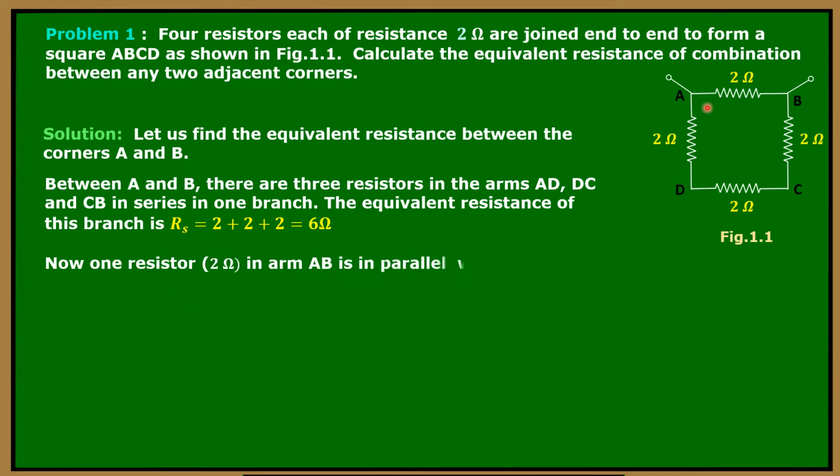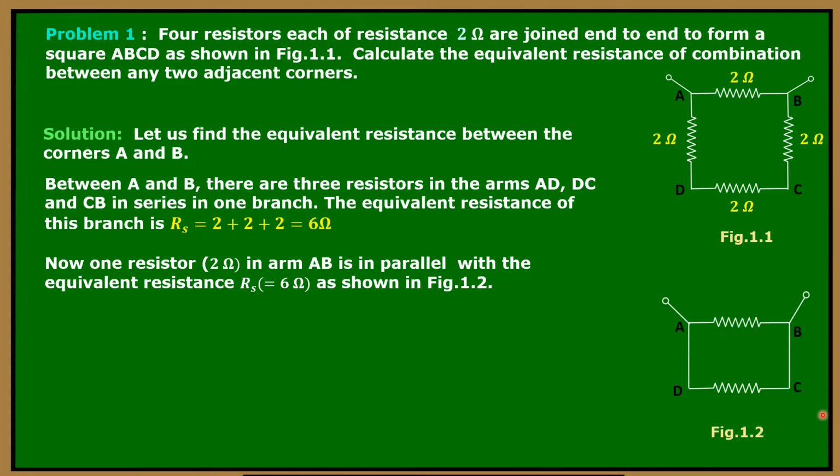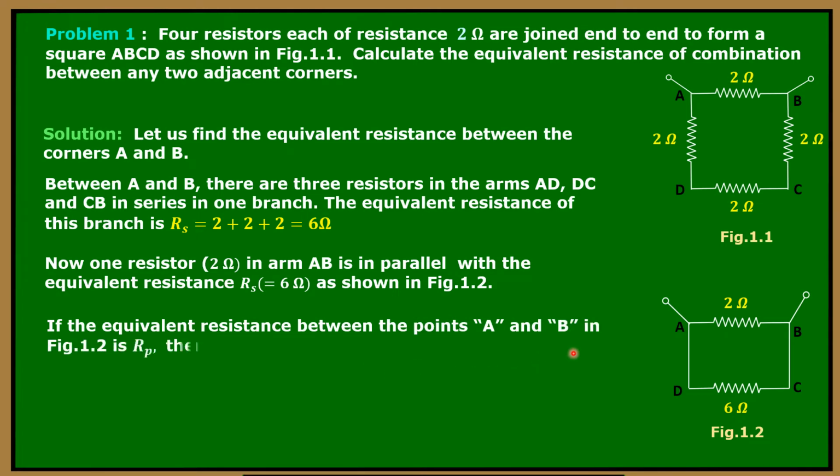Now one resistor, this one, 2 ohms, is in parallel with the equivalent resistor Rs, 6 ohms, as shown in figure 1.2. See here, this is the figure. If the equivalent resistance between the points A and B in figure 1.2 is Rp, you see here, I have replaced these three resistors by their equivalent resistor 6 ohms. Now this 2 ohms resistor and 6 ohms resistor are in parallel between A and B.